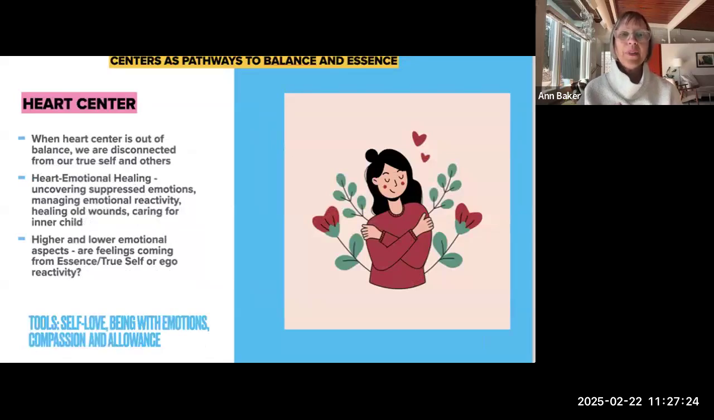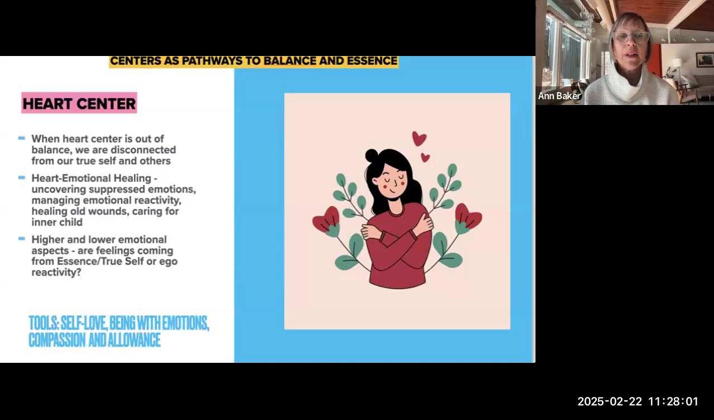So the heart center is out of balance. When it's out of balance emotionally, through our relationships, we can really feel disconnected from ourselves, and we can feel disconnected from others. So when we start working with the heart center to find balance and connect more to our essence, we're talking about really feeling our emotions, witnessing our patterns of relating to other people, caring for younger parts of ourselves that are still operating.